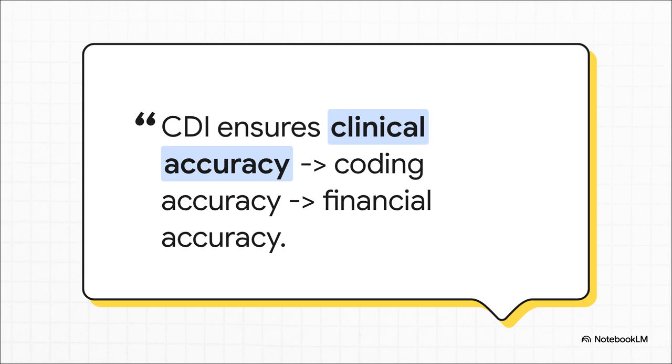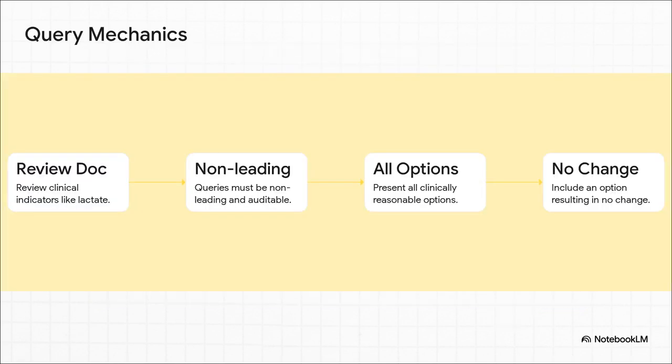I want you to basically memorize this mantra right here. Clinical accuracy equals coding accuracy equals financial accuracy. It perfectly explains why your role in clarifying ambiguous documentation is the heartbeat of the hospital's revenue cycle. It protects against undercoding, which drains the hospital's case mix index, and it vehemently defends against upcoding, which is a massive fraud risk. But look, you can't just go up to a doctor and tell them to change a code so the hospital gets paid more.